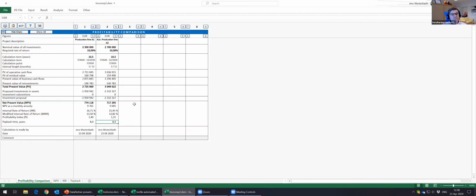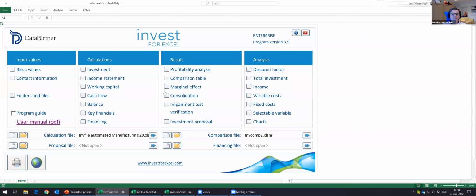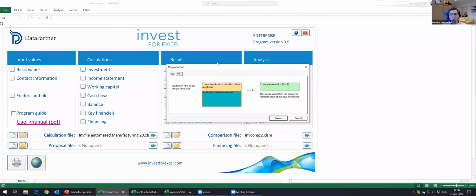We can also, remember I mentioned this marginal effect. So let's assume, to demonstrate this function, that we have the production line and we're considering automating it. So we have the alternative 1 calculation, which is the new production line. We have already made it. We made the addition at least, and now we consider automating it.